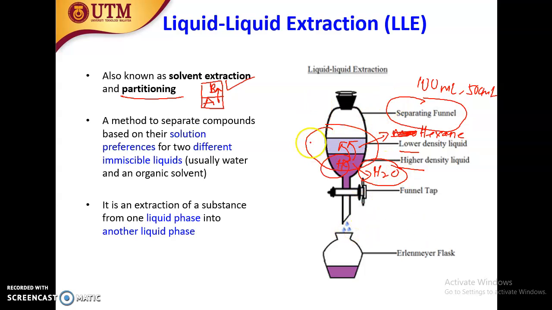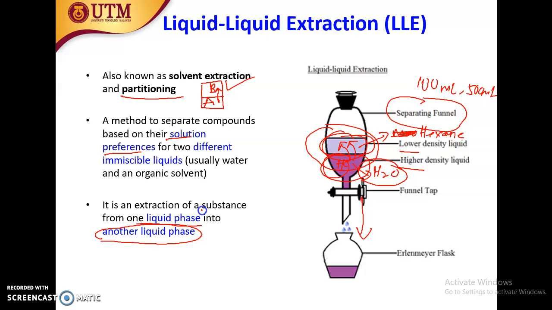So after some equilibration, you collect your analyte, hydrocarbon for example, inside the new phase. Original phase here, new phase here. This method is based on solution preference, on which phase the analyte goes to. For example, hydrocarbon really loves hexane, so hydrocarbon will go to hexane easily. Hydrocarbon doesn't like water, so the water will be left behind. It is an extraction of substance from one liquid phase, we are talking about liquid sample, into another liquid phase.